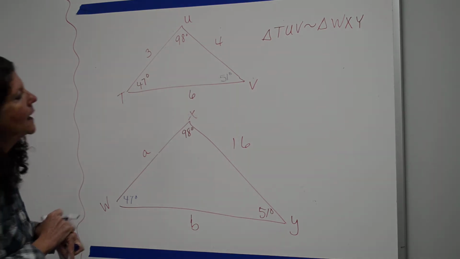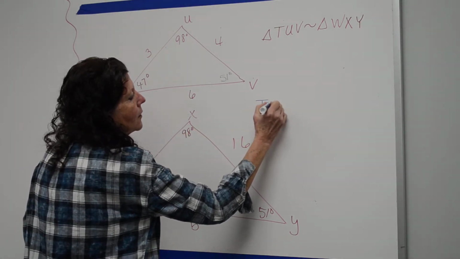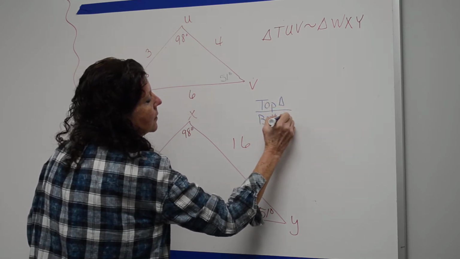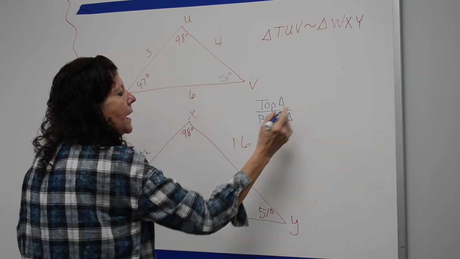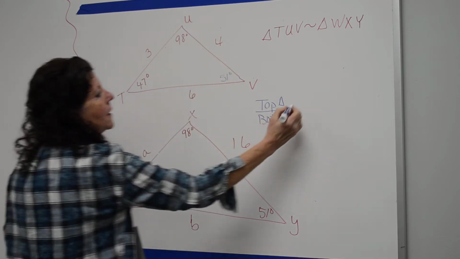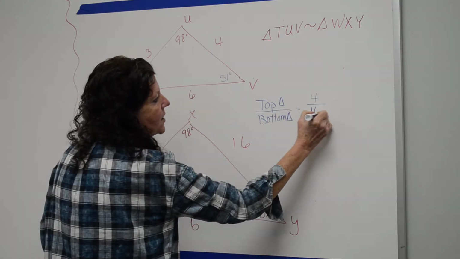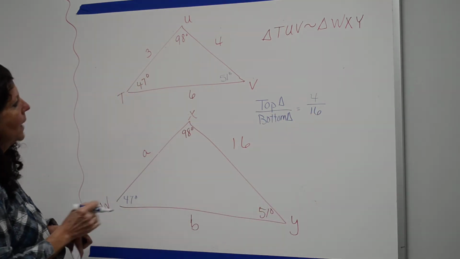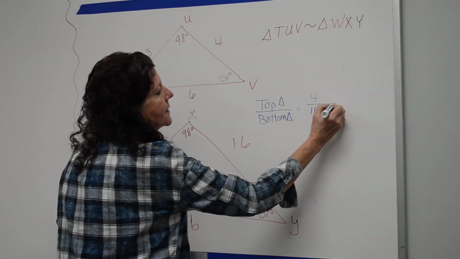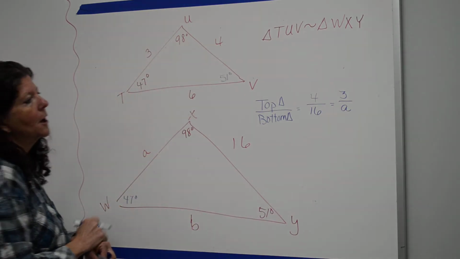Now we need to look at the sides. So what I might do is set up a proportion where I have top triangle and bottom triangle. Okay, the top triangle, this side right here, has a measurement of 4, and it's comparable to this side right here, which has a measurement of 16. Well, let's say I want to find A. Well, A is comparable to 3. That's going to go on the top, and DA would go on the bottom because it's the measurement on the bottom triangle.